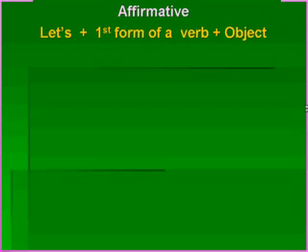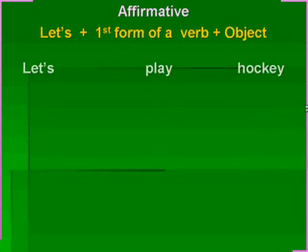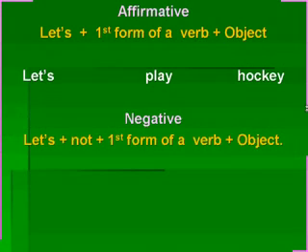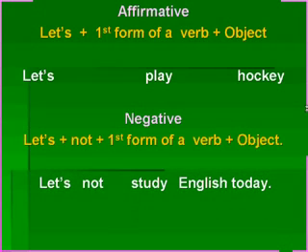Now we'll look at making sentences of let's. How to make sentences of let's. The affirmative structure is let's plus first form of a verb plus object. Remember that we always use the first form of a verb while making suggestions using let's. For example, let's play hockey. The negative structure is let's plus not plus first form of a verb plus object. Let's not study English today. It's a bad suggestion. Okay, so that's it.